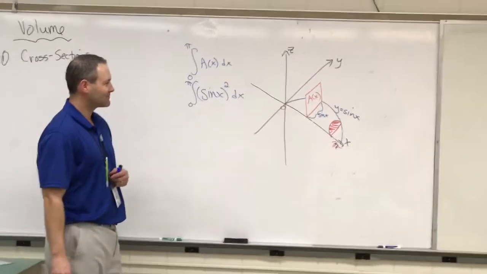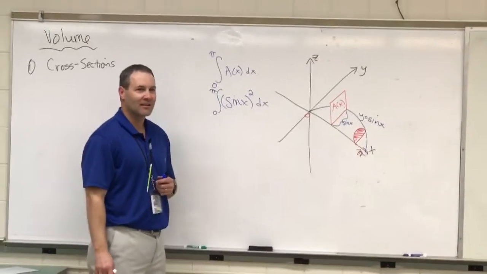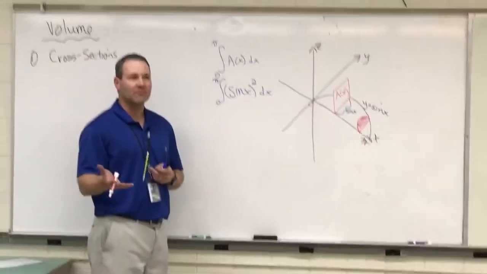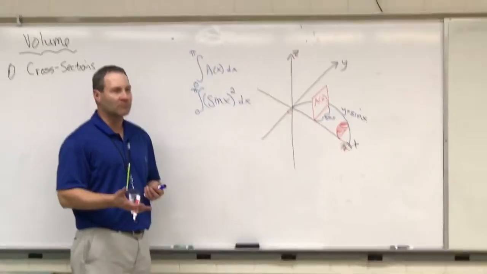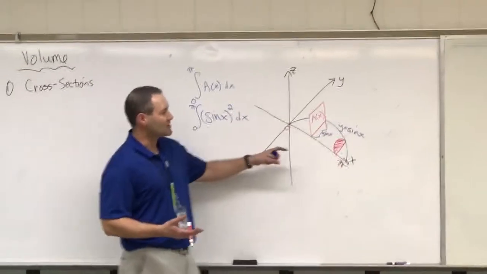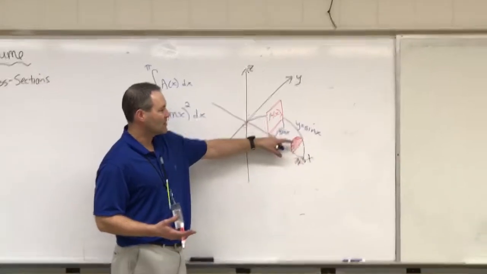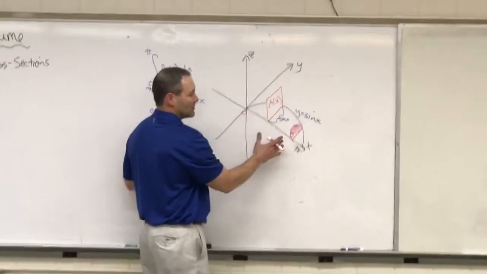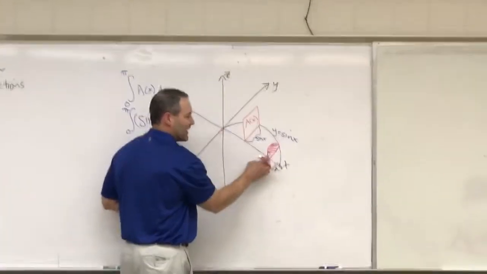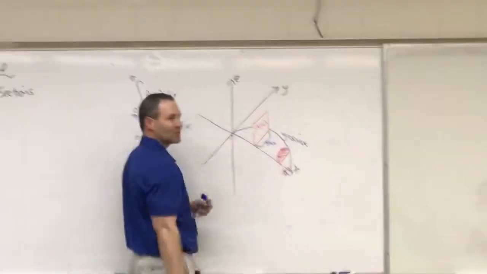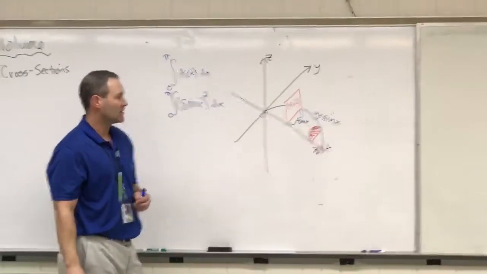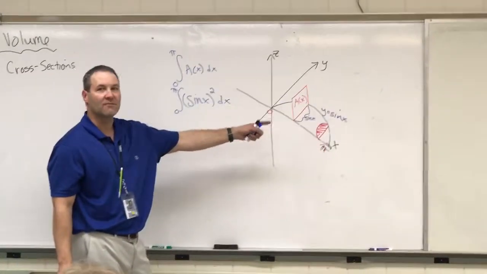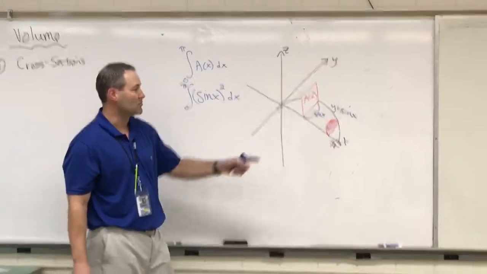That's my new cross section. So your question would be: find the volume whose cross sections are semicircles, whose diameter lie in the xy plane and go from the x-axis to y equals sine x. So see if you can figure out what A of x would be in this case.